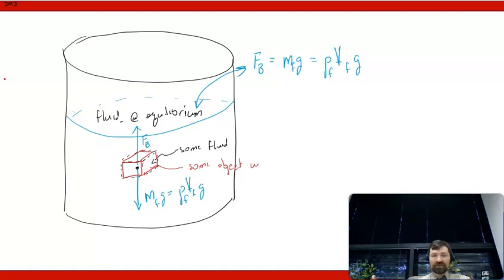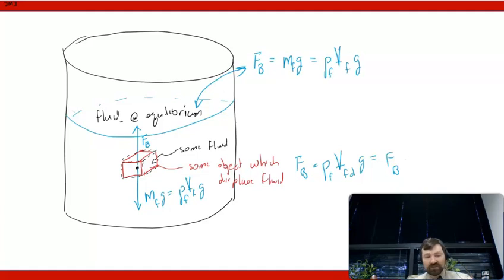So this object displaces fluid. Well, that buoyant force still has to be FB is equal to rho fluid times volume of fluid displaced times g. But that's just the same thing as the density of the fluid times the volume of the object times g.